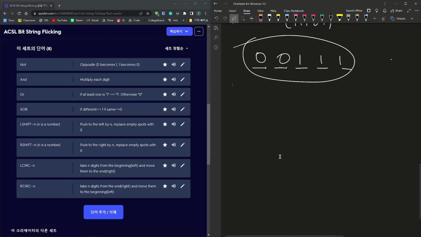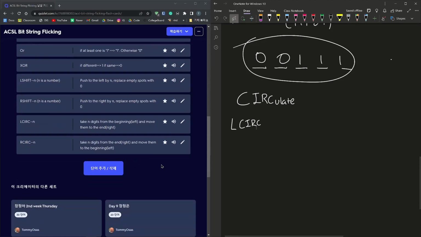Okay, let's look at two other functions, L-circ and R-circ. So circ stands for circulate, and you'll see why it's circulate. So for L-circ, I wrote the definition as take n digits from the beginning and move them to the end, so left to right. That's the shortcut, but let me show you the steps first.